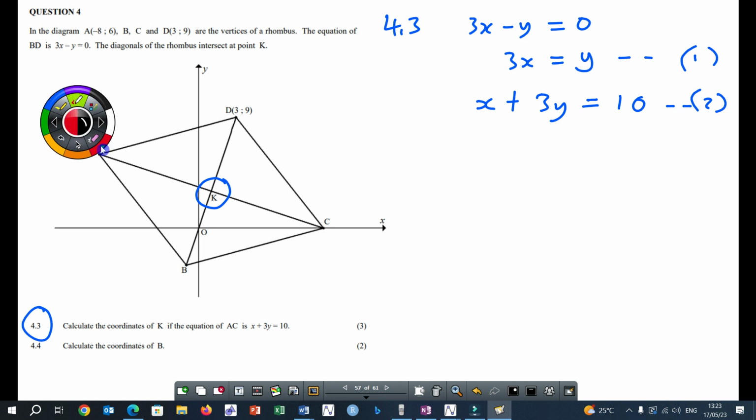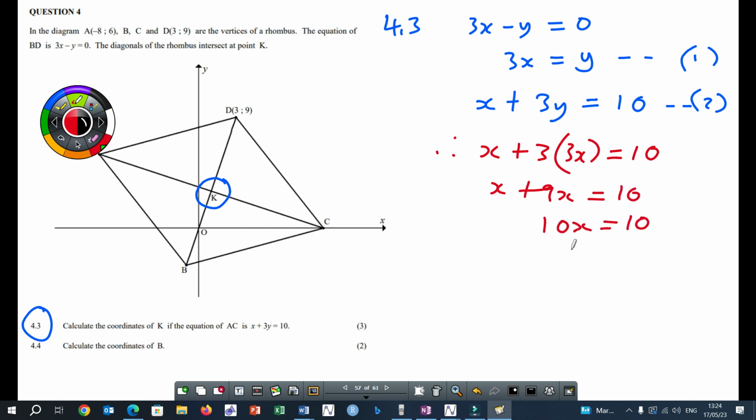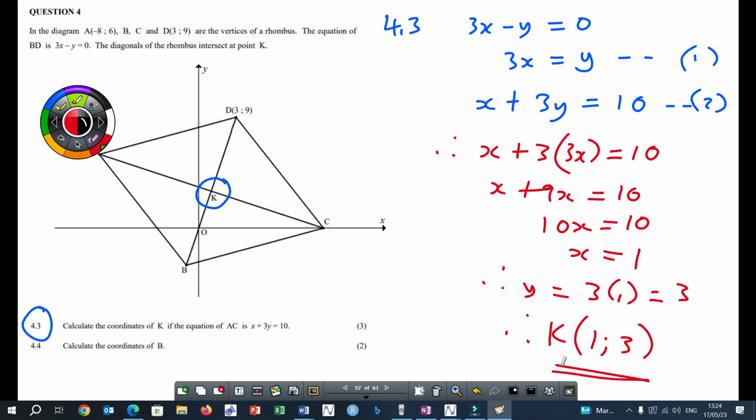Now we are in grade 10. Simultaneous what? Linear equations. So when there is y here, I'll say therefore x plus 3 times 3x is equal to 10, and this will give us x plus 9x equal to 10, and you get 10x equal to 10, so x is 1. Therefore y is going to be equal to 3 times 1, which is 3. Therefore, the coordinates of K are x is 1 and y is 3. And then we are done.